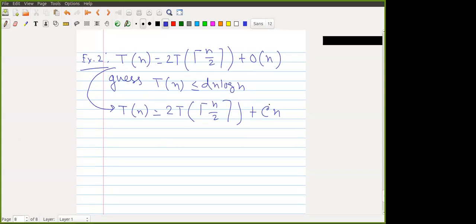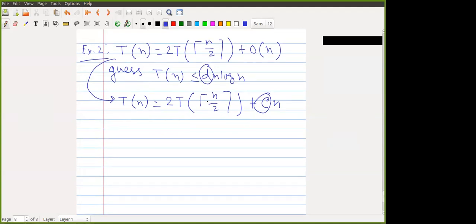Now this C and D will be somewhat related, and how it will be related, we'll explore now. And as I've said, this is the recurrence we're going to solve. Now there are some things here. One obvious question is what happens when n by 2 is not an integer? I mean, when the ceiling is actually necessary.